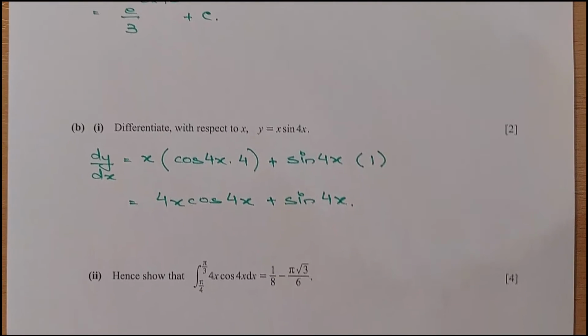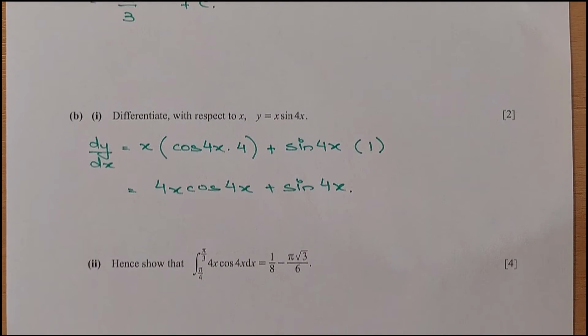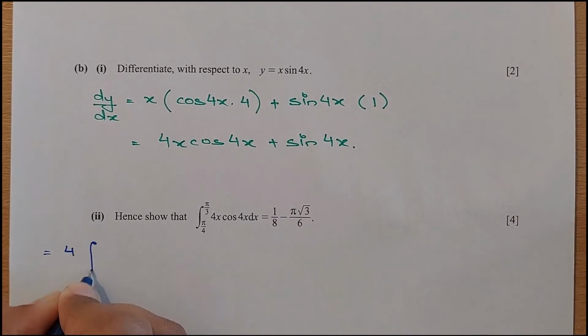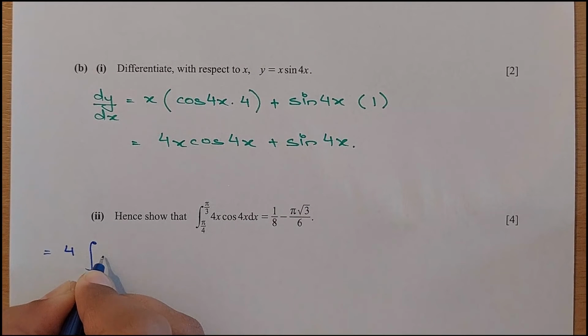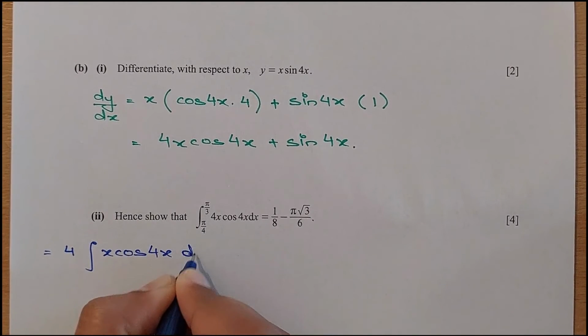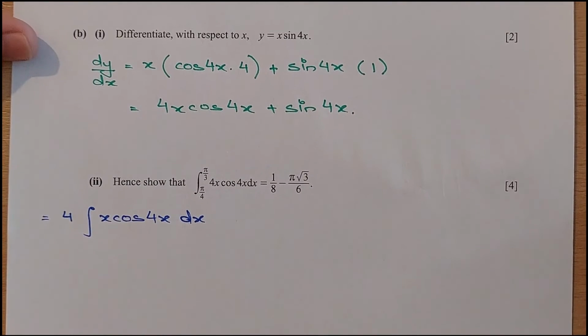Now for the third part, hence show that this definite integral is equal to this. Okay, so let's do the integration. It's again a product rule of integration. We use integration by parts. So 4 is outside. Let me use the indefinite integral: we have x cos 4x dx. At the end I will substitute the upper and the lower limits, right? So let me use by parts here.